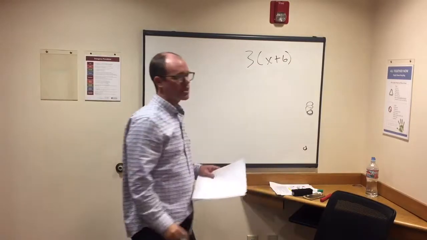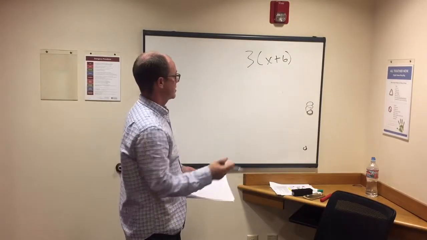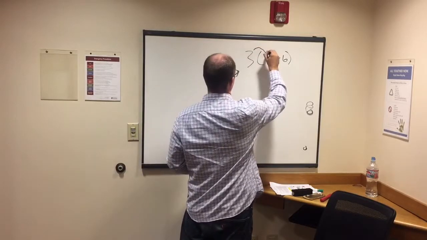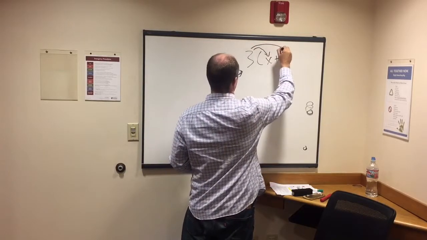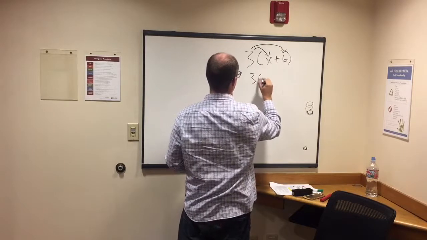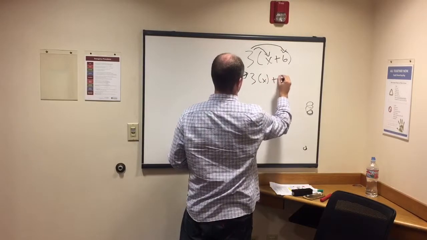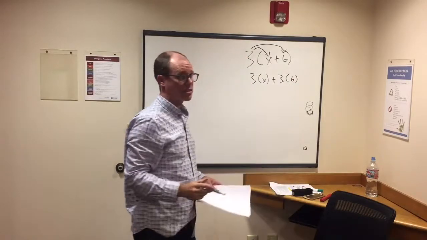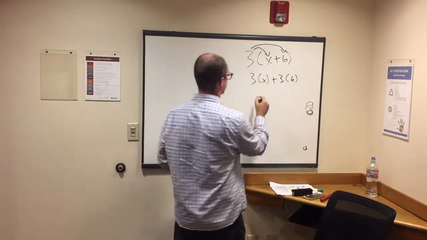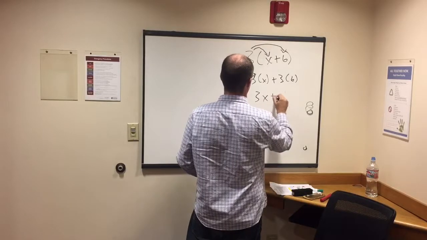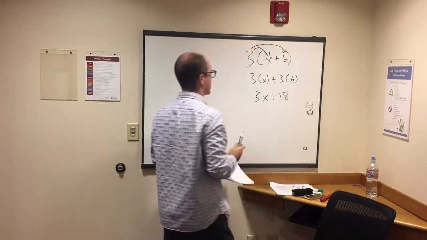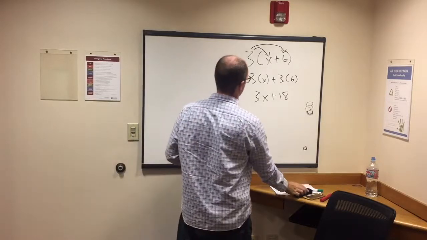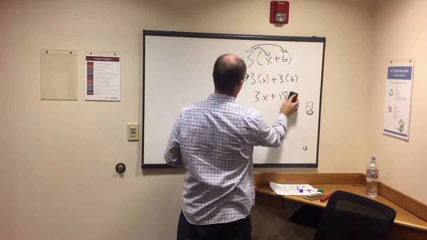So we have 3 times x plus 6, right? And so again, same kind of thing as what we just did. We're going to multiply 3 by x plus 3 times 6, right? So 3 times x plus 3 times 6, right? And then if you added those, or multiplied those together, you would get 3x plus 18. Okay, that's also distributive, right? Again, we're distributing that 3.